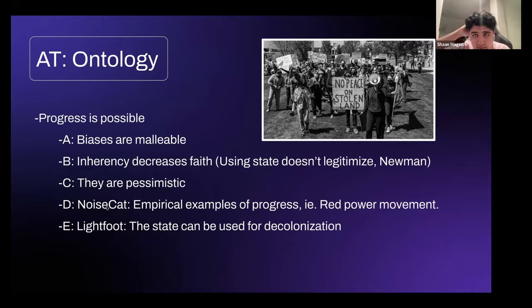There's things like this, the Red Power movement, which was a group of young indigenous people who came up and combated the state, did things such as protests, etc., and got more rights and got some of their authority over their land back. Lastly is the Lightfoot card, and this just says that understanding the state is important and good for decolonization.